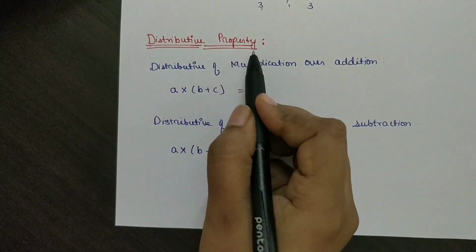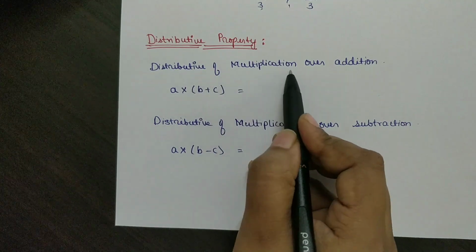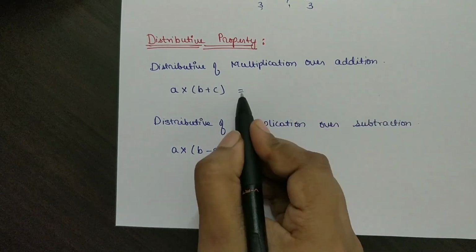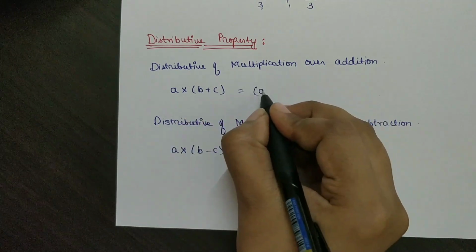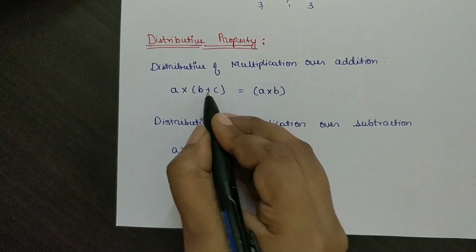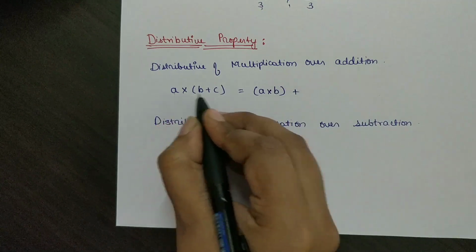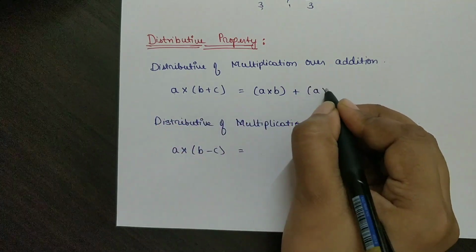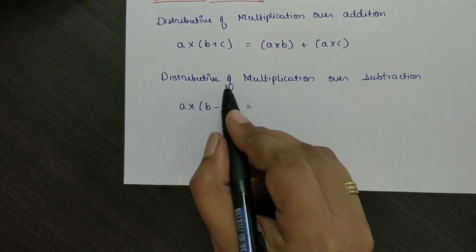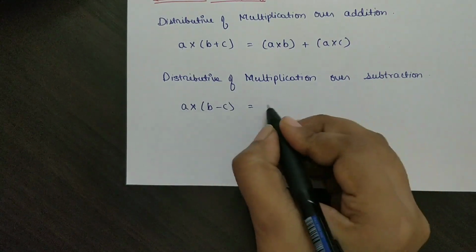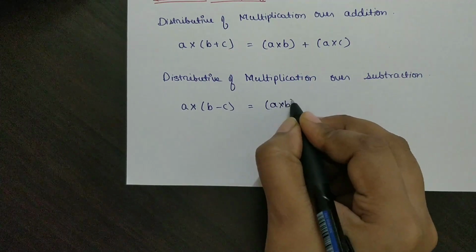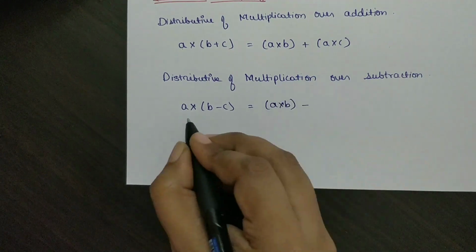Distributive property. Distributive property of multiplication over addition: A into (B plus C) equal to A into B plus A into C. Distributive property of multiplication over subtraction: A into (B minus C) equal to A into B minus A into C.